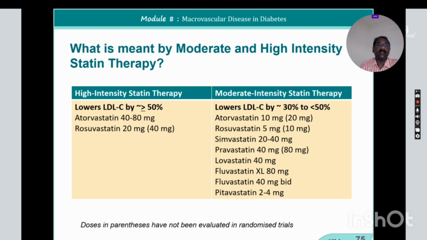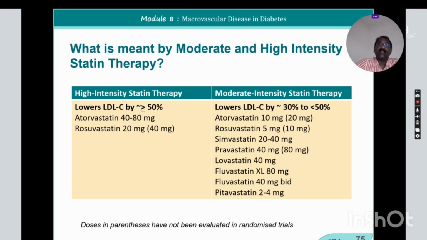So this is a high intensity. I told you that it lowers the LDL cholesterol by 50%. That is the meaning of the high intensity statins: they lower the LDL cholesterol by 50%. Atorvastatin 40 to 80 milligrams. Rosuvastatin 20 to 40 milligrams. Moderate intensity lowers the LDL cholesterol by 30 to 50%.